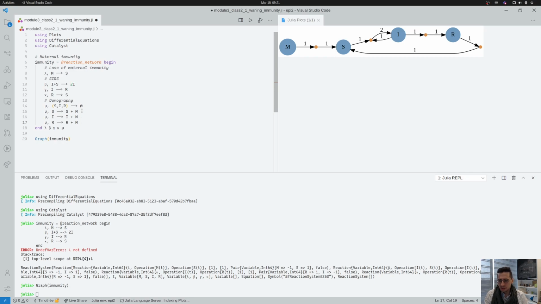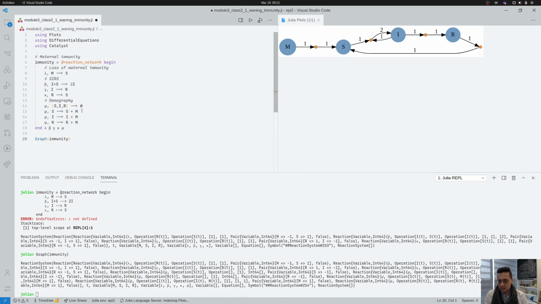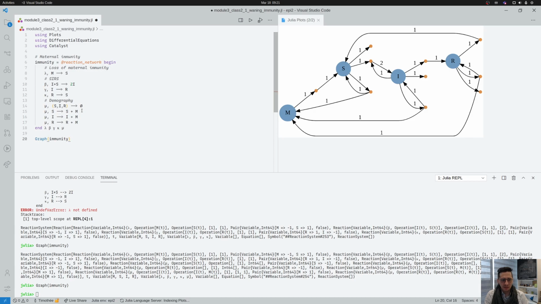They're going to be born with some maternal immunity. So what we are creating is not a susceptible individual, it is actually a maternally protected individual. So we can run this model again, and then we can look at the graph. But it's becoming substantially more complex here, right?